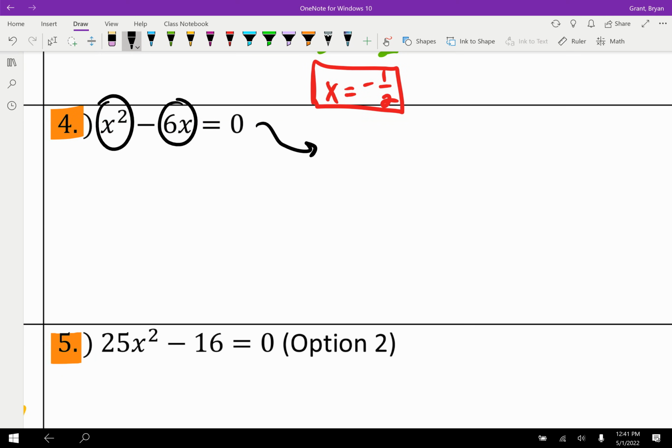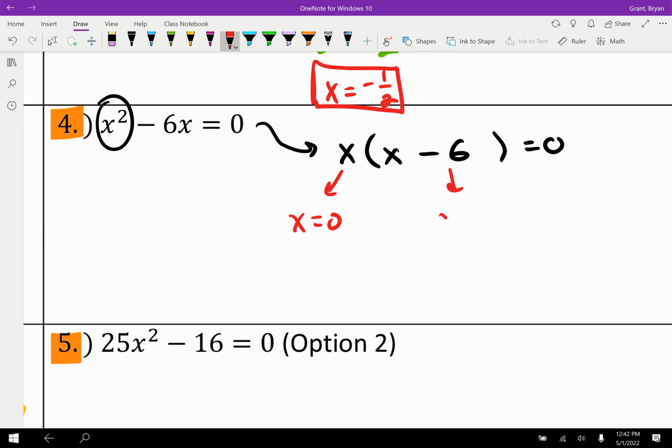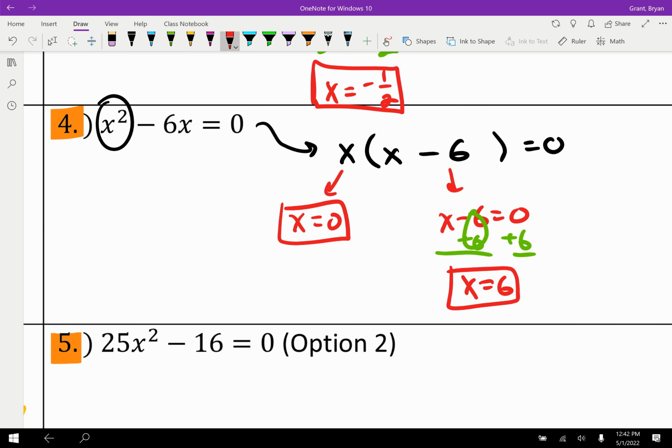We saw what each of these had in common. And they each have an x in common. So we're going to factor out an x from each of those. Instead of x squared, now we just have an x. Instead of negative 6x, it's just negative 6. And then we have our 2 equations. X equals 0, or x minus 6 equals 0. First one's already solved. Woo! Second one, we have to do the arduous and terrible step of adding 6 to each side. But that's that. Okay, again, not too bad.